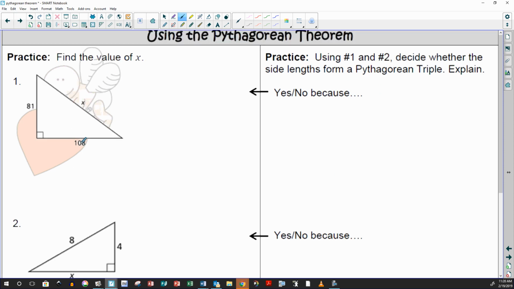All right, so let's find the value of x. If I am looking for the hypotenuse, then we know we're supposed to add. So I'm going to do 81 squared plus 108 squared, then take the square root. Which is a really large number. So it's the square root of 18225. And then I take the square root of that number, and I get 135.